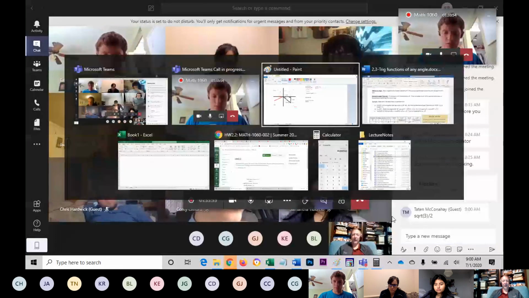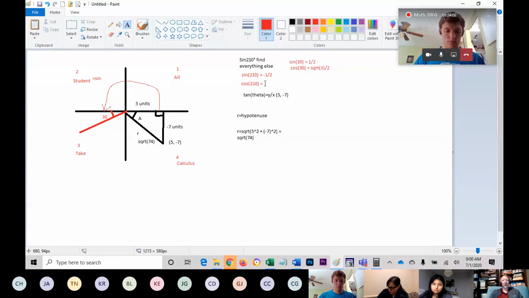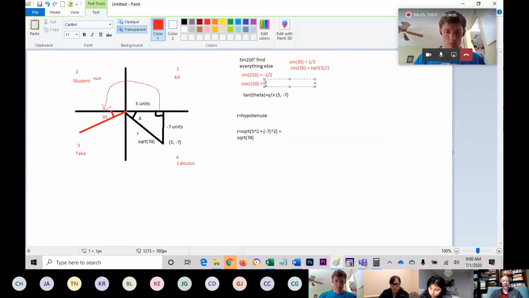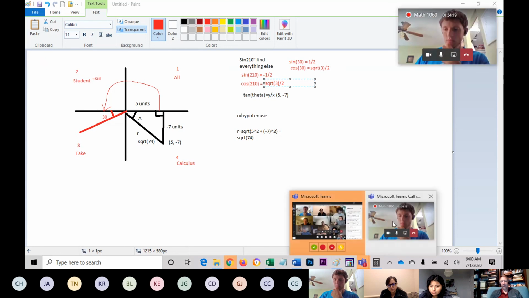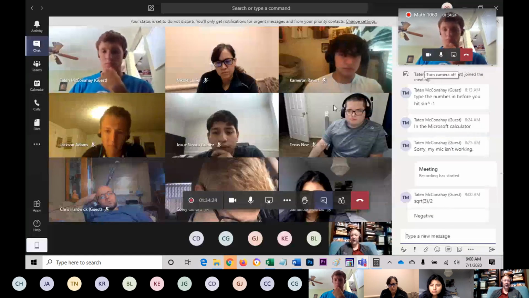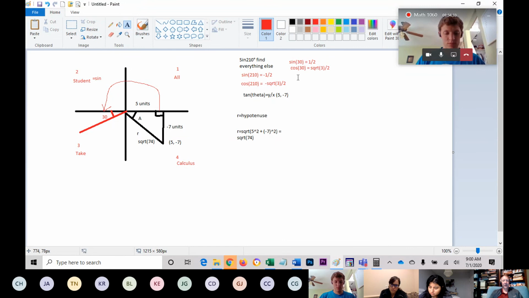Square root of 3 over 2, perfect. So the cosine of 30 is square root of 3 divided by 2. So the question is, is this going to be positive square root of 3 over 2 or negative? Negative. Very good. Well done. I wish your microphone kept working. So the cosine of 210 is negative square root of 3 over 2.